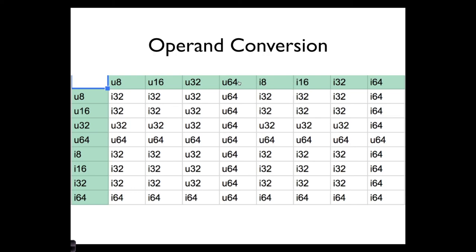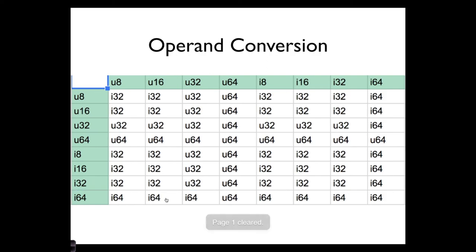So if we do some other ones, if we have an unsigned 32-bit int and we're comparing it against a signed 32-bit int, if we go over and look, what do we get? We get an unsigned 32-bit comparison. So it's good to have a chart like this handy if you start getting weird values in your comparisons.